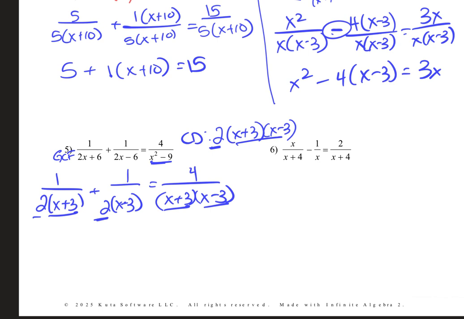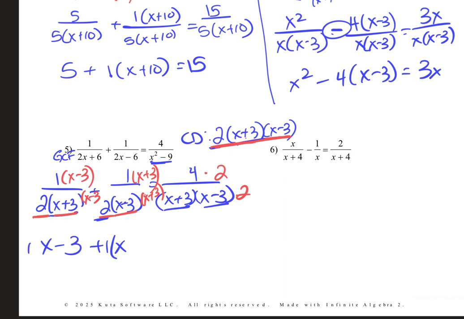So what's missing in these? Let's switch to this color. This one has a 2 and an x plus 3, so it needs the x minus 3. This one has a 2 and an x minus 3, it needs the x plus 3. This is all we're going to practice, and this one has an x plus 3 and x minus 3, but it needs the 2. And finally, just rewrite it, and equals 8.